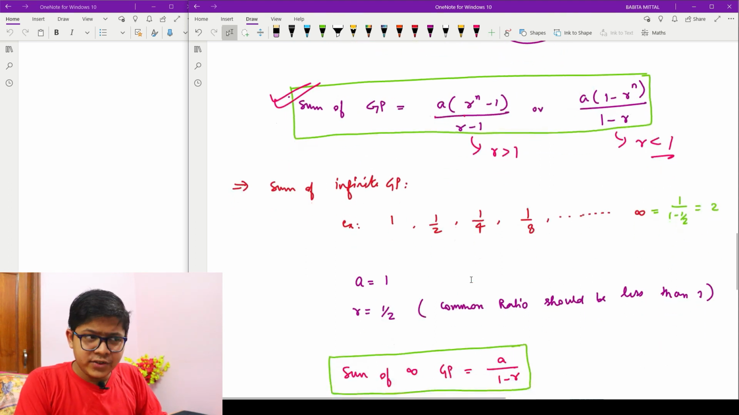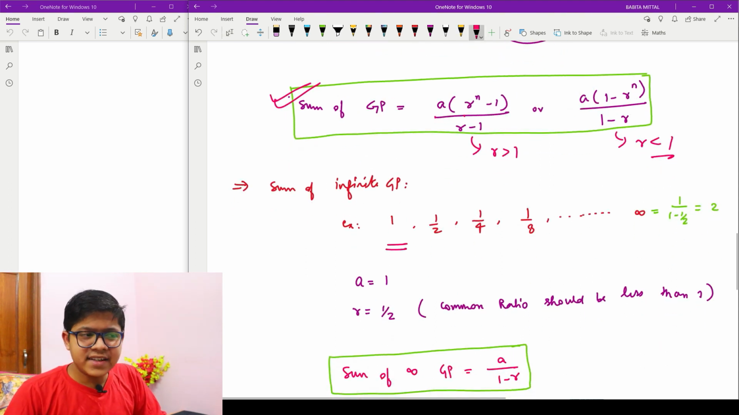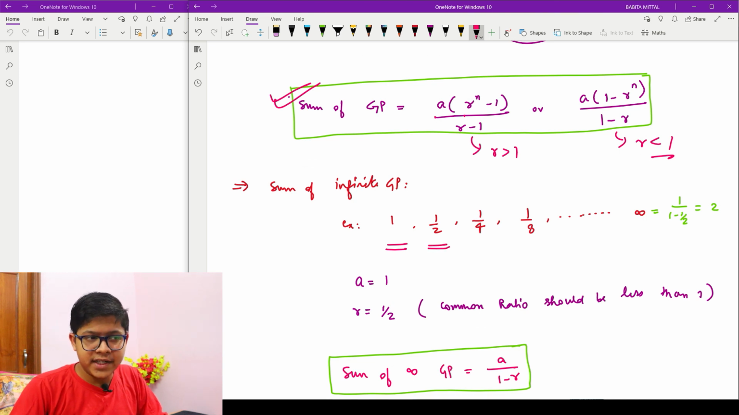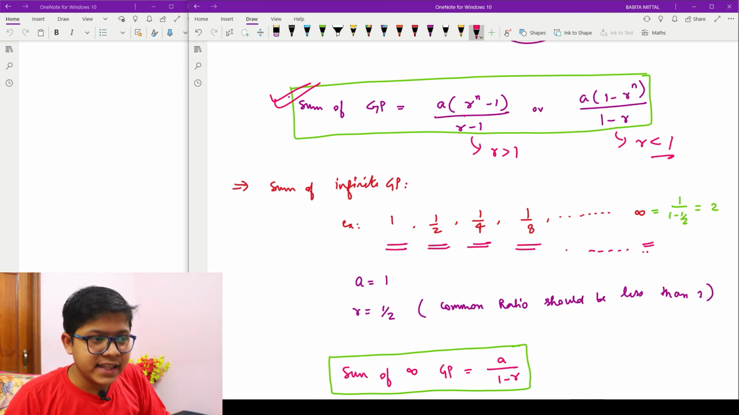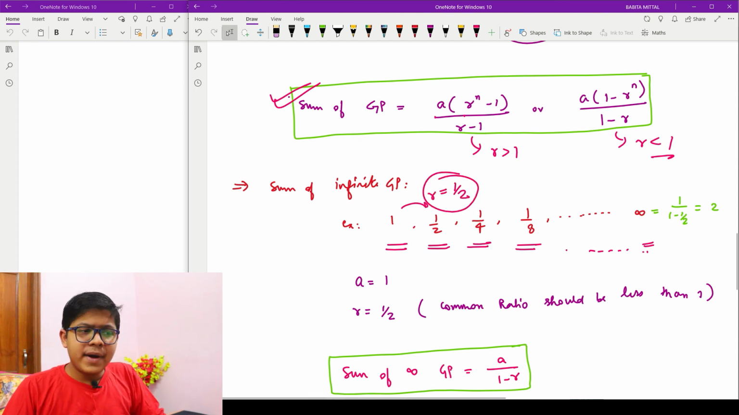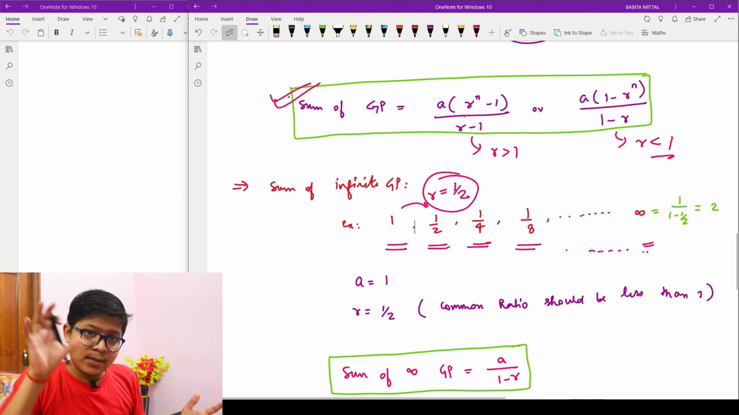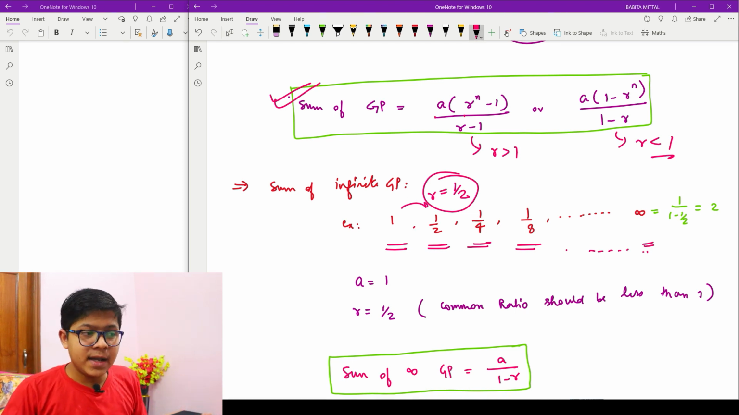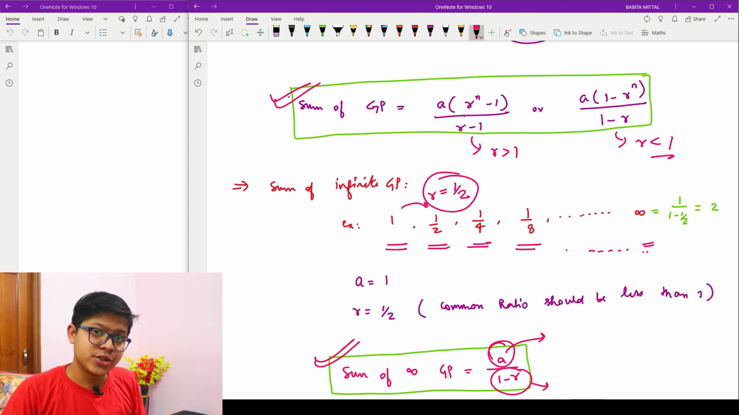Now you can clearly see that for my series right here, 1, 1 by 2, 1 by 4, 1 by 8, and so on up till infinity, it's an infinite sequence, so it's an infinite series. Then, as you can clearly see, my common ratio is 1 by 2, which is less than 1. So my basic formula for the sum of infinite GP is nothing but A upon 1 minus R, where A is the first term and R is my common ratio.